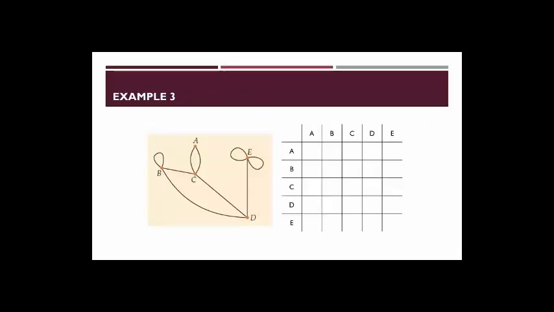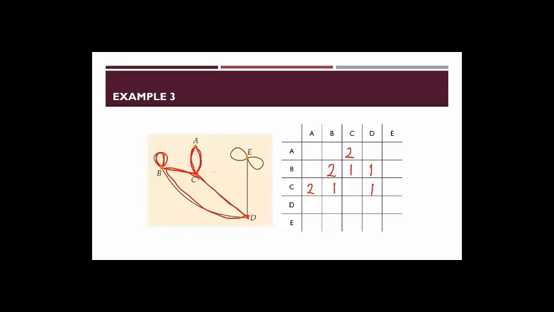Now if you look at this figure here, we create the adjacency matrix. A to A is 0, A to C is 2, then B to B is 2, clockwise and anti-clockwise. Then B to C is 1, B to D is 1. Then B to E is 0. Then C to C is 0, C to A is 2, C to B is 1, and C to D is 1.